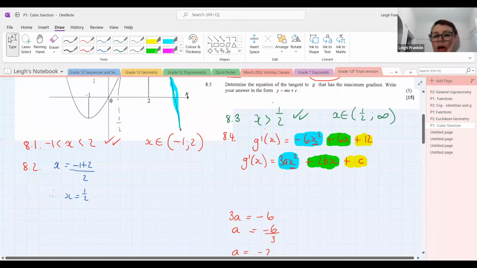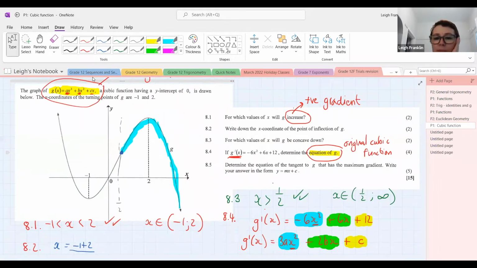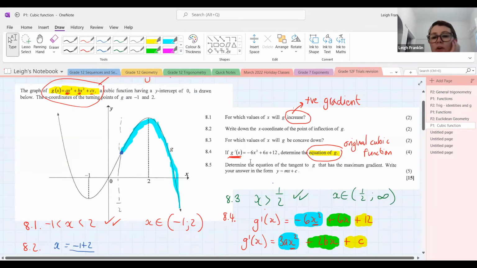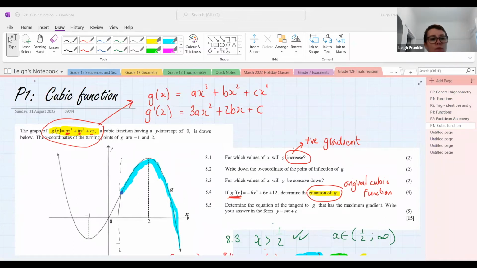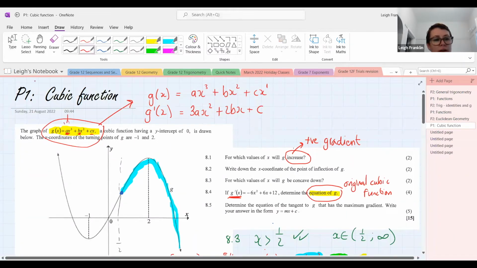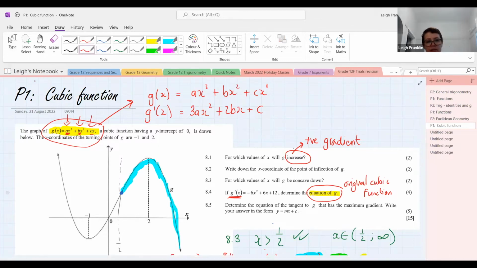So if I can maybe just try and explain it again, all right. They are asking us to determine the original equation of g, the original cubic function. But we don't know what these values are. It's our job to work out what this a over here is, and that b, and this c over here. They haven't given those to us. They want that from us when they ask us to find the original cubic function. All they've given us is the derivative.